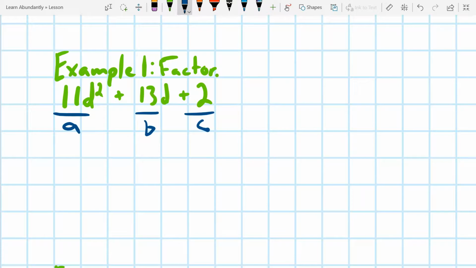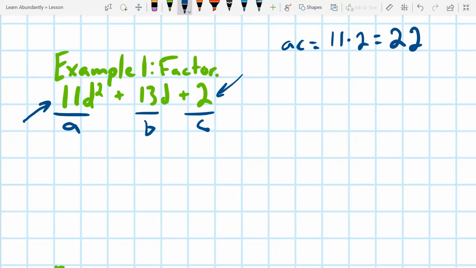Now in previous examples we might have done, we didn't have an A there. It was just x squared or d squared or whatever variable. There wasn't a lead coefficient. So when we have a lead coefficient number like 11, we actually have to do a step in the beginning. Instead of just looking for two numbers that multiply to give us the C, the third number, we multiply A and C together. If we multiply A times C, in this case, we get 11 times 2 is 22.